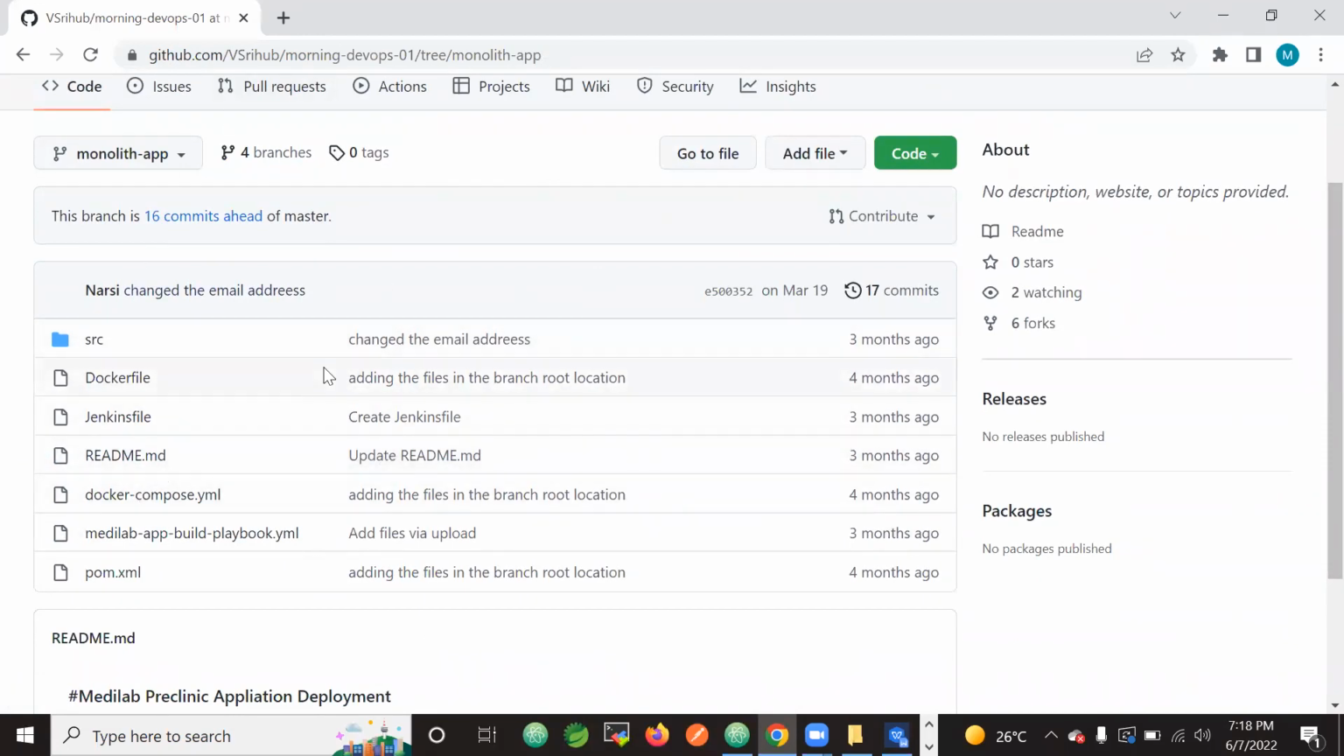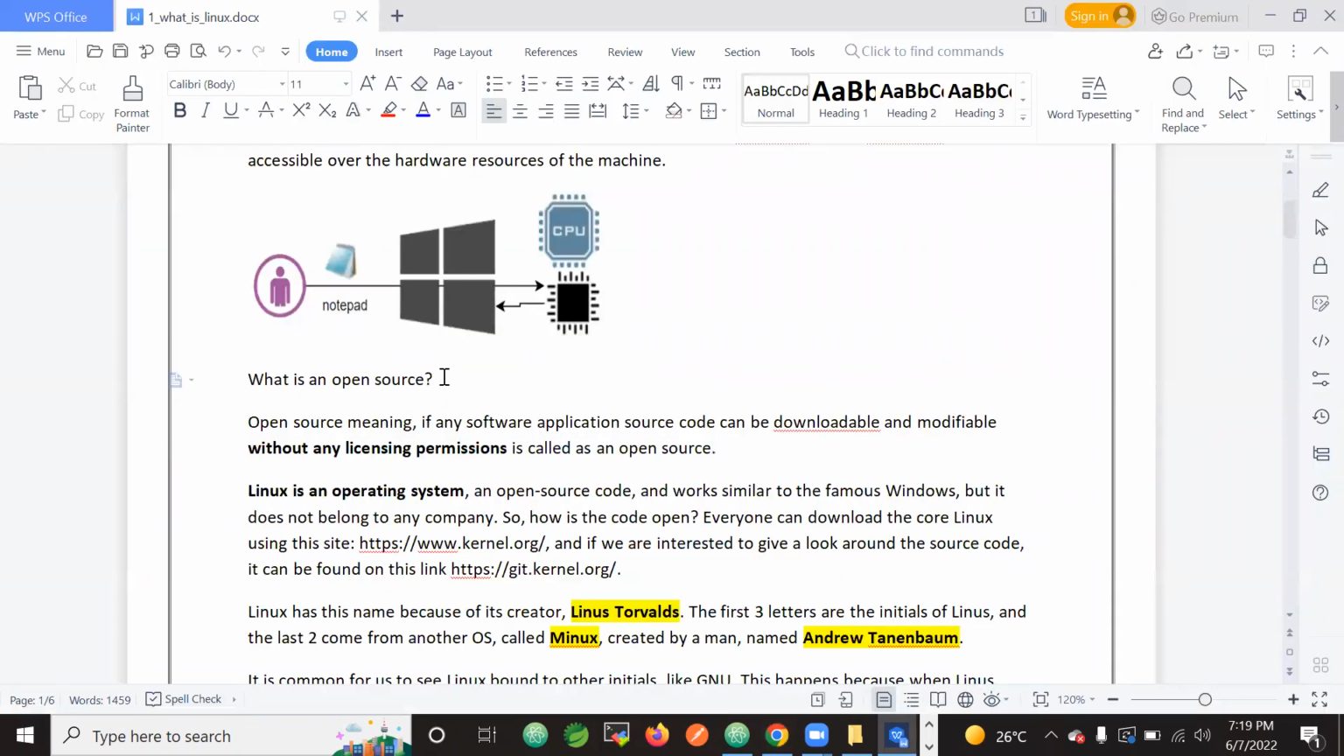So this code is said to be open source, because I wrote a lot of lines of code here and made it publicly available to anyone. Anyone can download it, anyone can modify it, and anyone can upload the source code into their repositories. They can customize it according to their requirements. So this is called open source. If the source code is freely available to download and modify, then that is called open source.